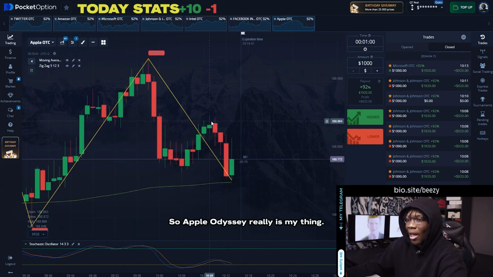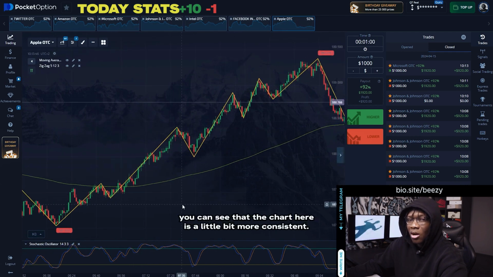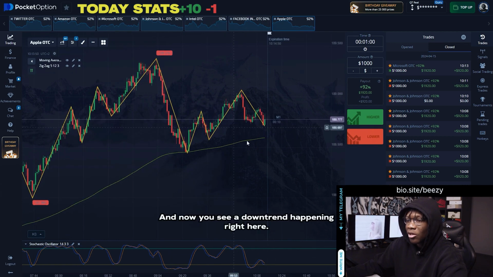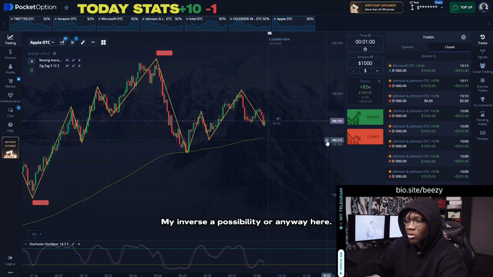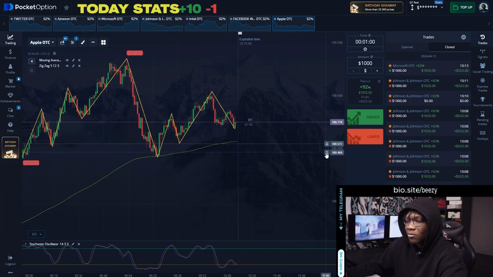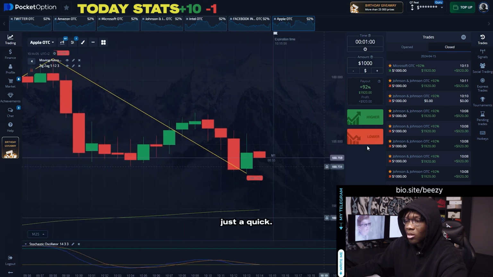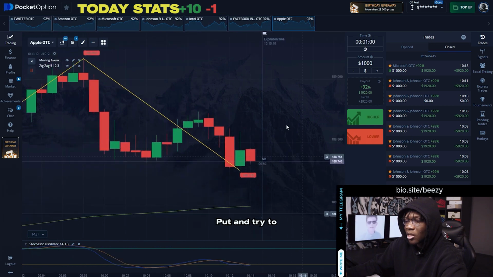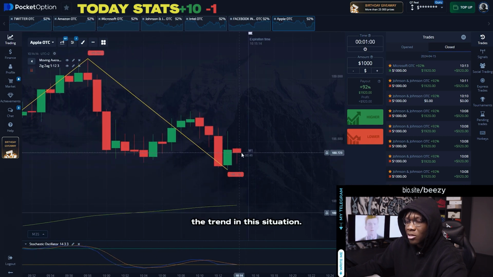So Apple OTC really is my thing. And as you can see here, the chart is a little bit more consistent. And now we can see a downward trend happening right here. Right here, we want to say it's probably where the market might reverse, a possibility, or anywhere here. Now, we definitely could enter into just a quick put and try to follow the trend in this situation.